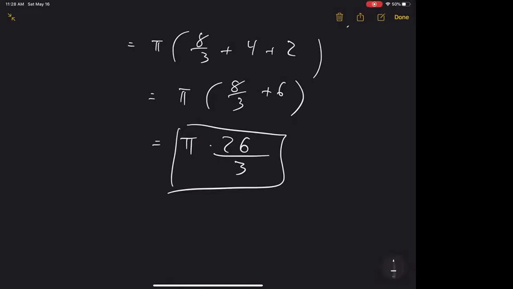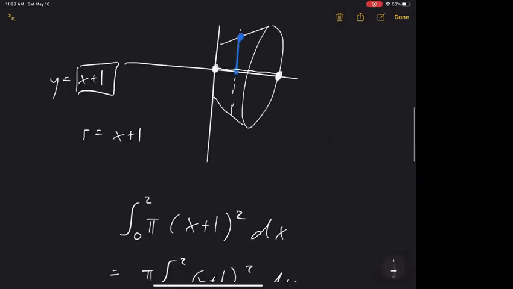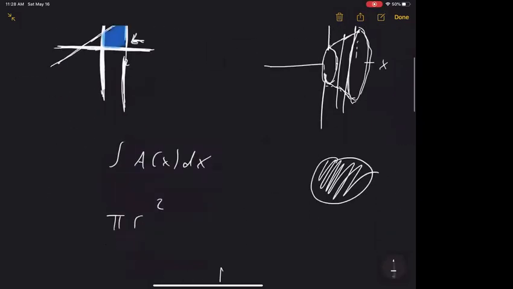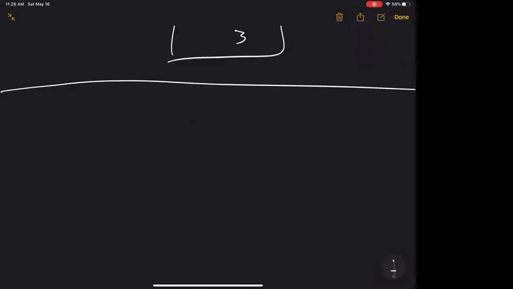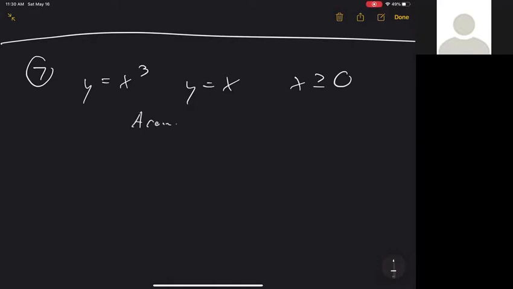For the rest of the problems, I'll try and follow the steps a bit more closely and not explain as much. Okay, let's try problem 7 from the textbook. So I got y equals x cubed, y equals x, x greater than or equal to 0, and I want to rotate around the x-axis again.